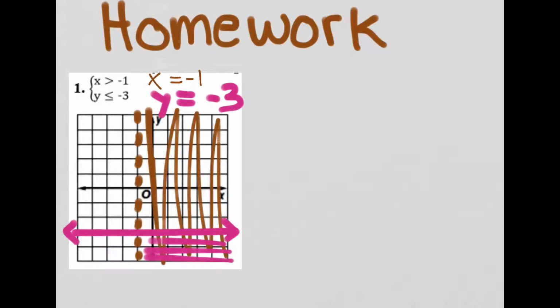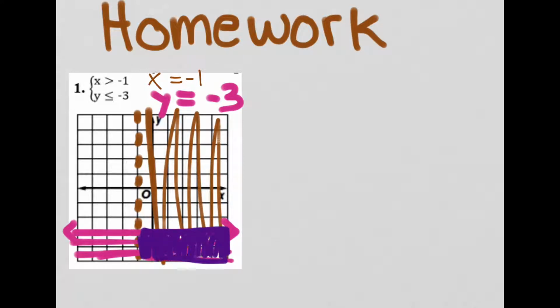And so your answer is where that shading overlaps. And that, oh, my bad, with the pink, I should have just shaded all of it, right? Because all those things are less than negative 3. But your answer is where the shading overlaps, which is just this section. And again, you can go right up and include the solid line.